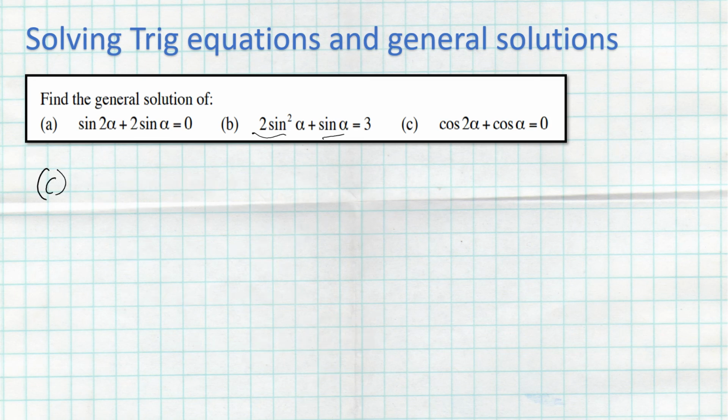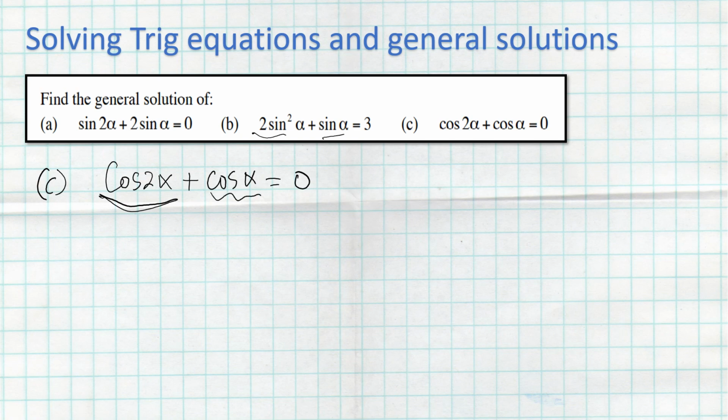Okay, C, interesting. You are given cos 2 alpha plus cos alpha is equal to 0, right? How can you solve this? So you know that this is a double angle for cos, and it can be changed into 3 things, right? But before changing, you must connect with the whole equation to see if this will work.